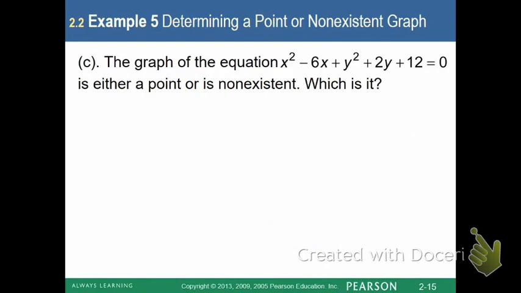Last one. This one is telling us that it's either a point or it's non-existent. It's saying it's not a circle, point, or non-existent. So I'm going to let you try and work through this one. I'm going to be writing it down.